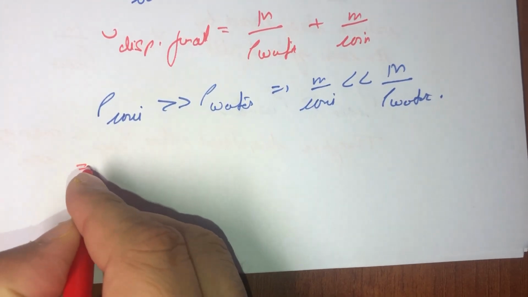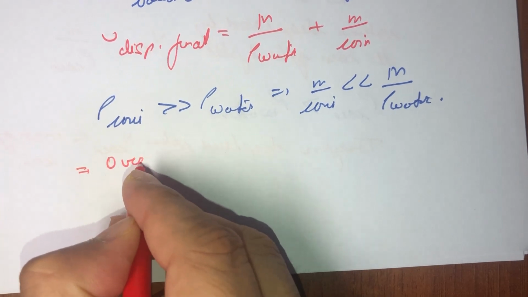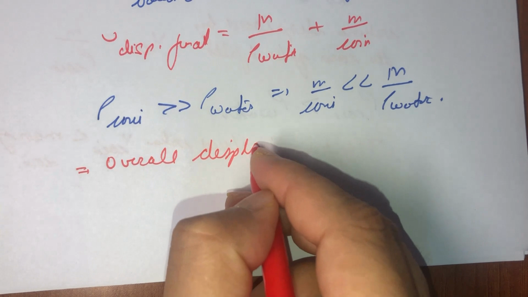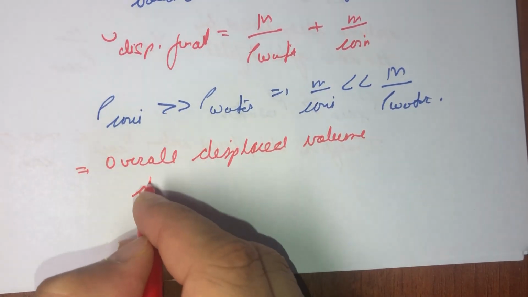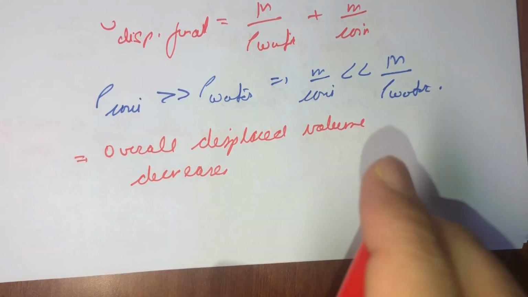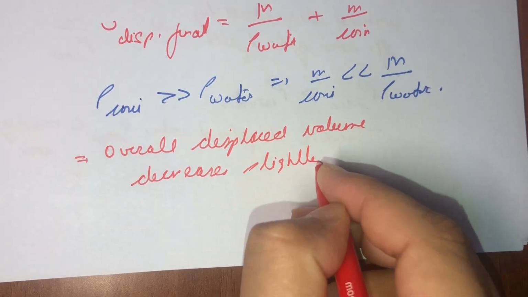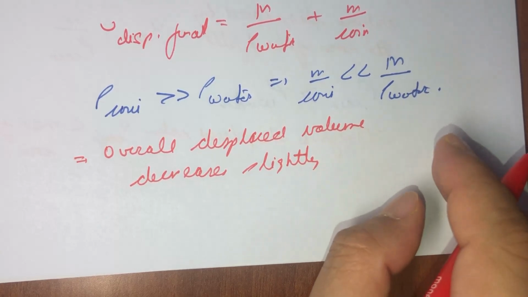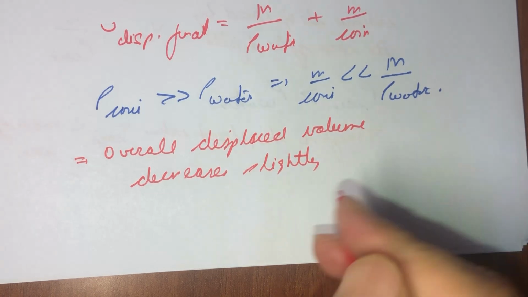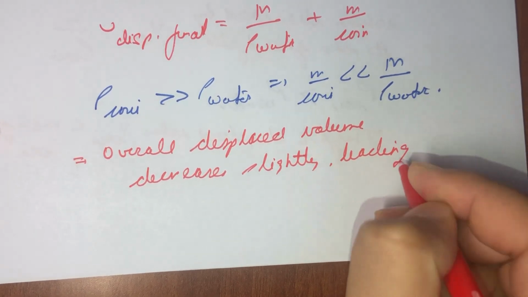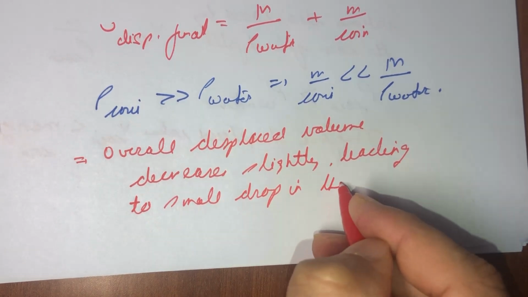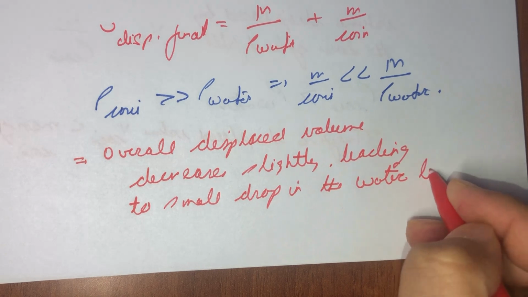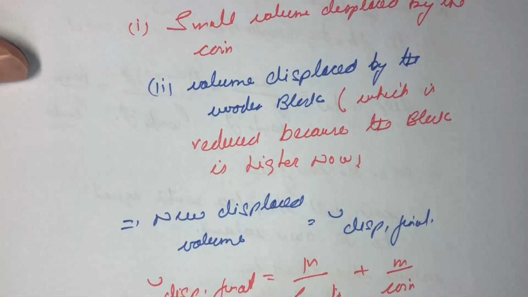So therefore we can say that the overall displaced volume decreases slightly, leading to a small drop in the water level.